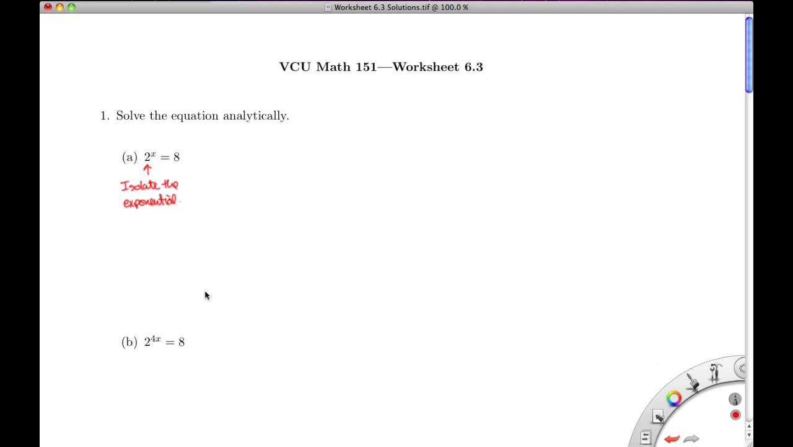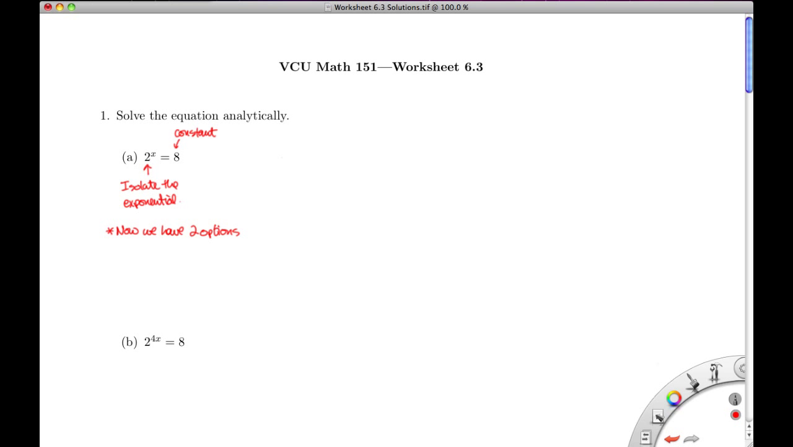The goal here is to get the exponential function on one side and then constant terms on the other side, just like we have here. So here's our exponential, and here we have our constant term. Now once we've done this, we've got two options. And I say options, but it's really going to depend on the equation.